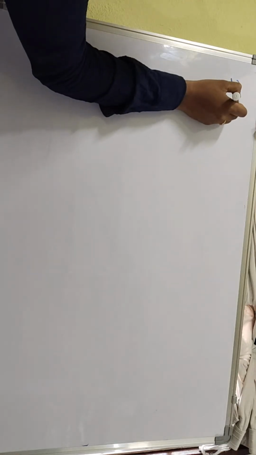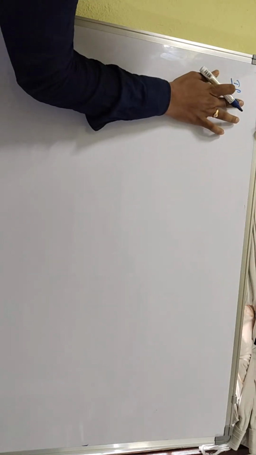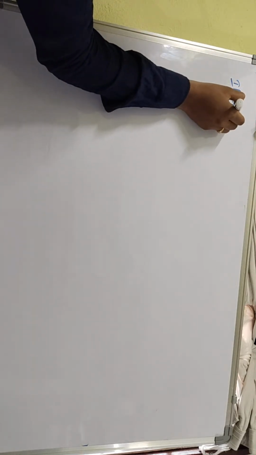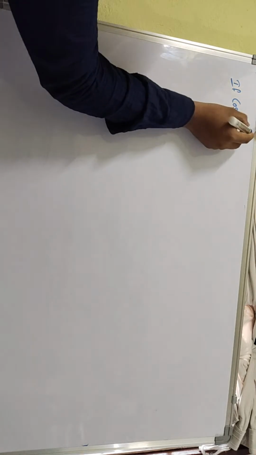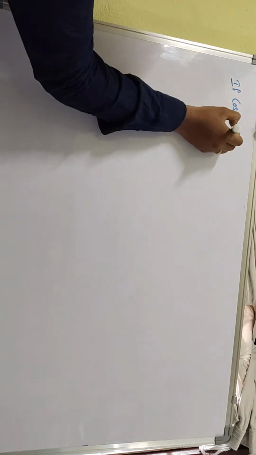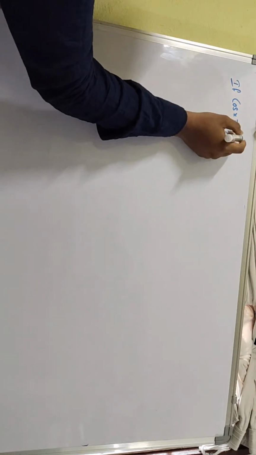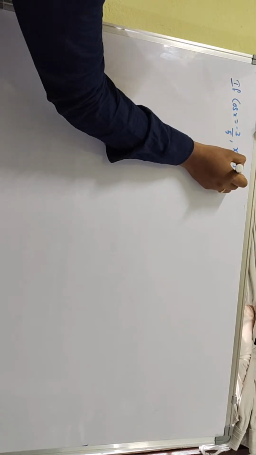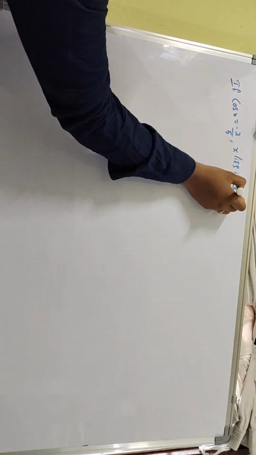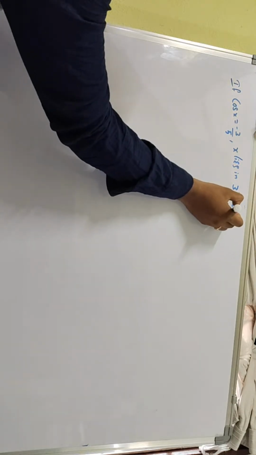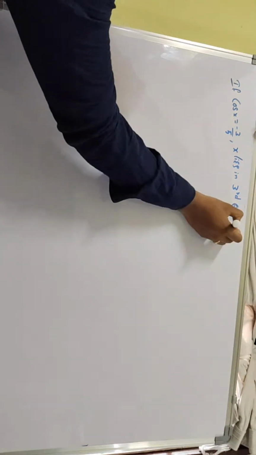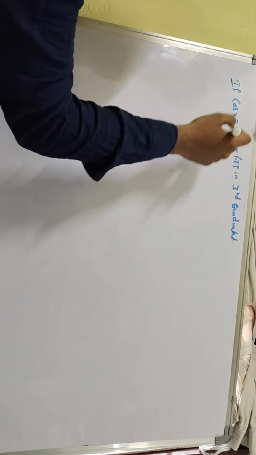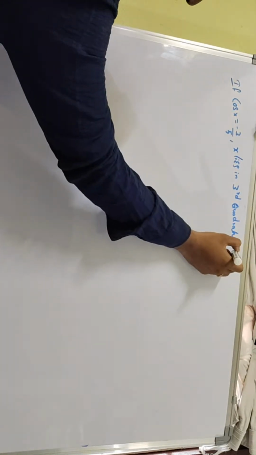If cos x is equal to minus 3 by 5, and x lies in the third quadrant, find the values of the other five trigonometric functions.